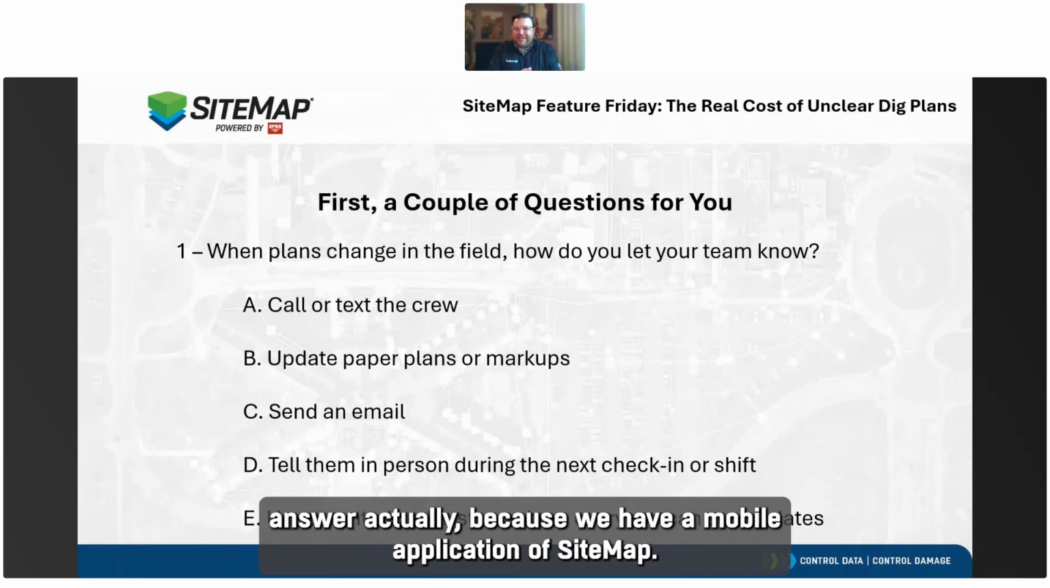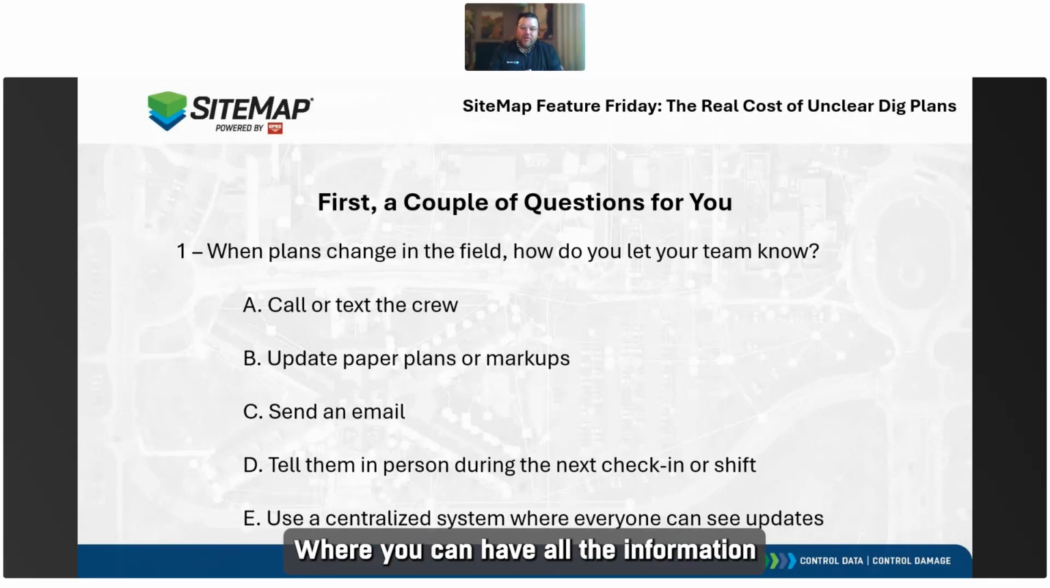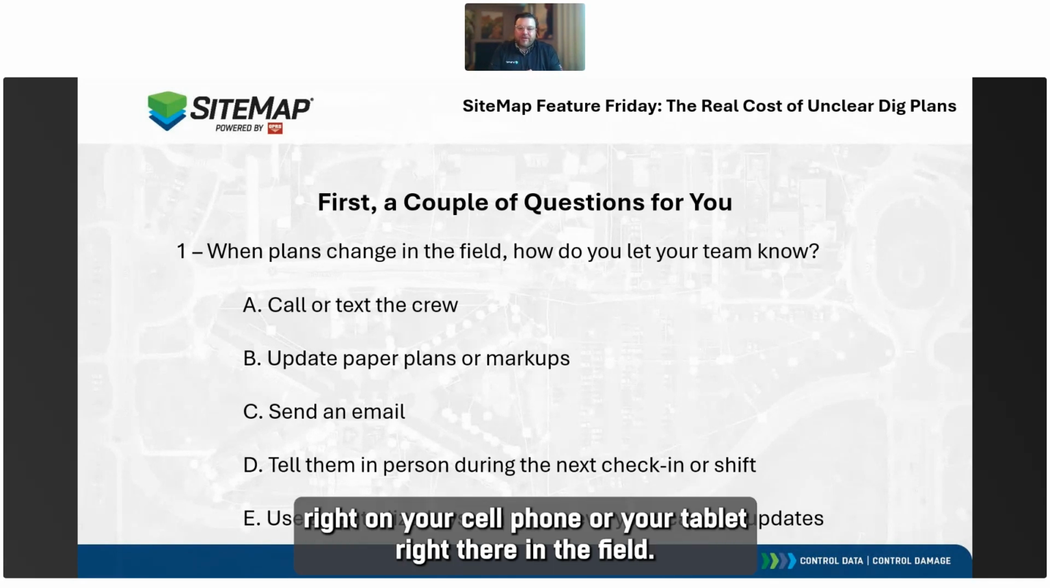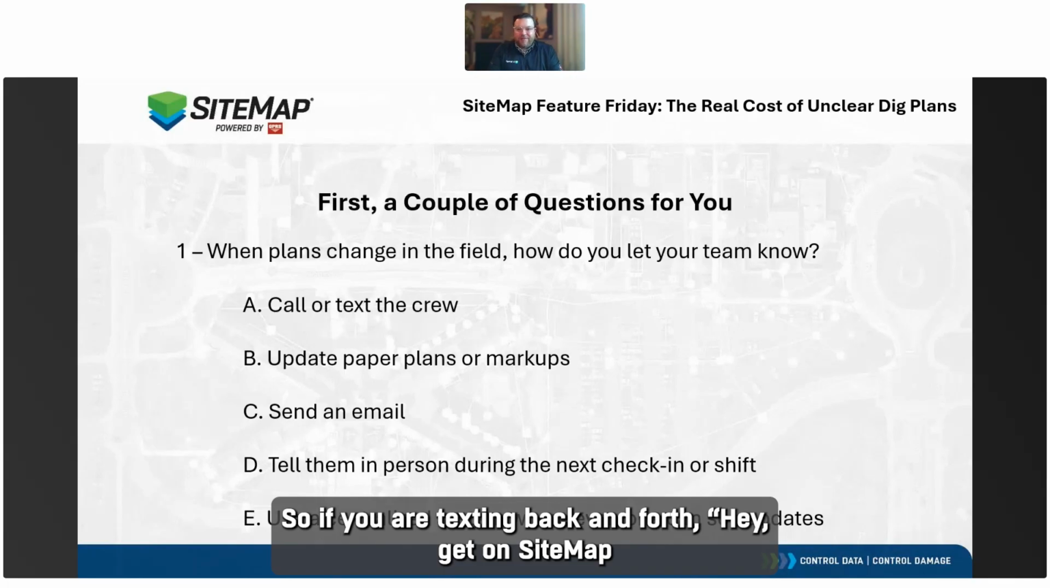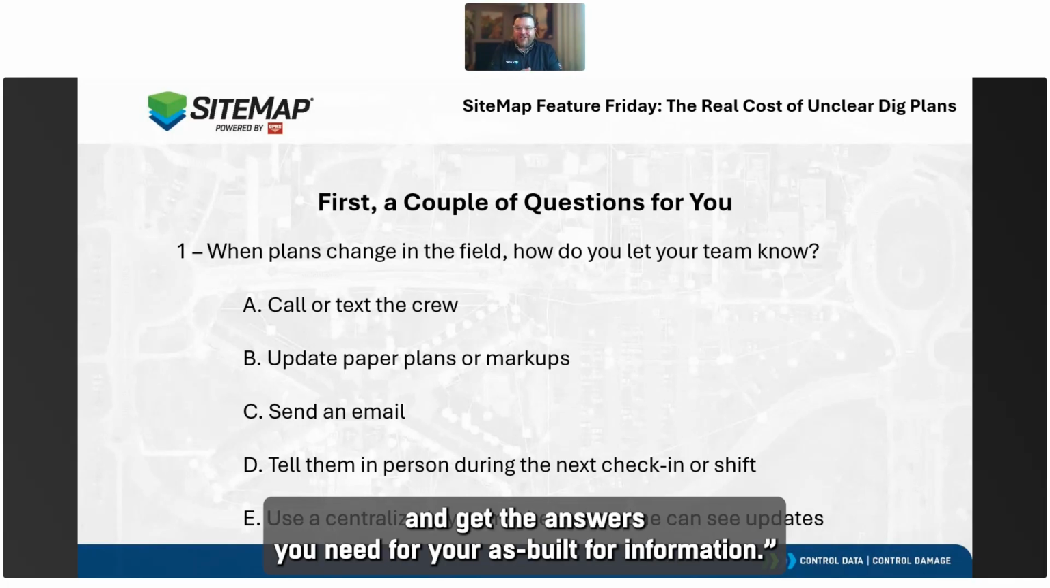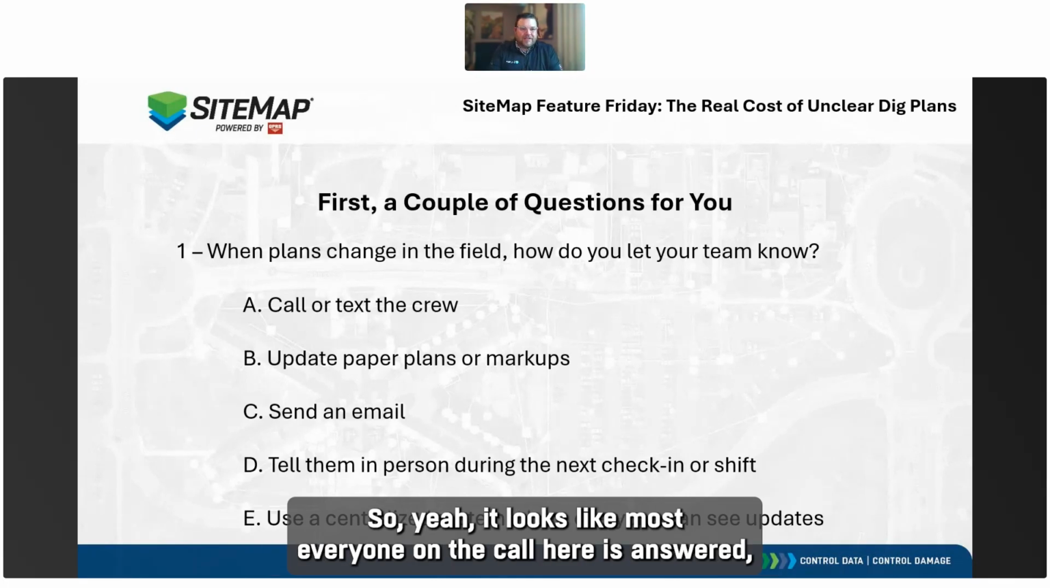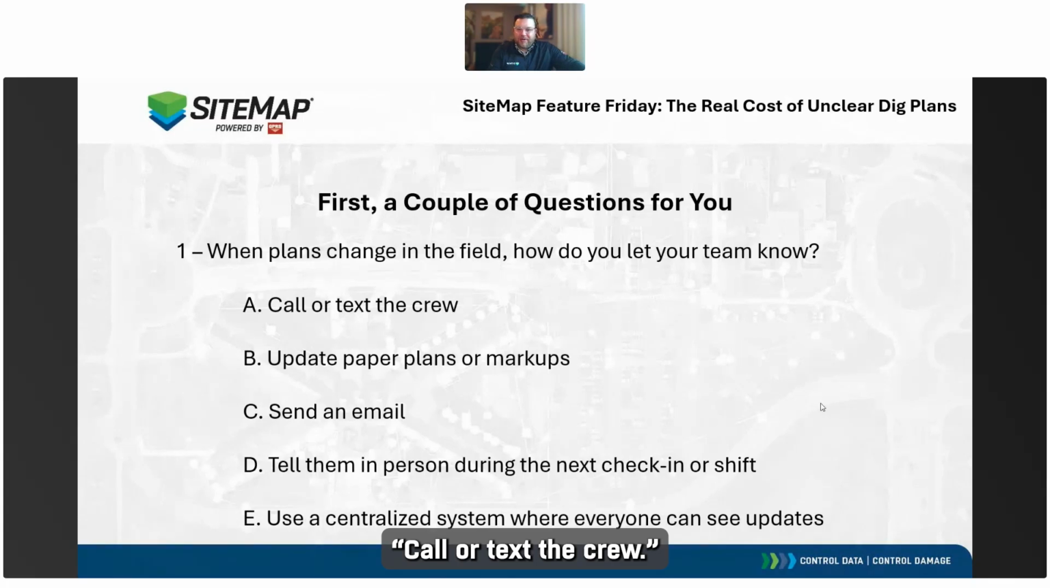I love this answer actually, because we have a mobile application of SiteMap, where you can have all the information right on your cell phone or your tablet right there in the field. So if you are texting back and forth, hey, get on SiteMap and get the answers you need for your as-built information. It looks like most everyone on the call here has answered call or text the crew. Pretty common answer there.